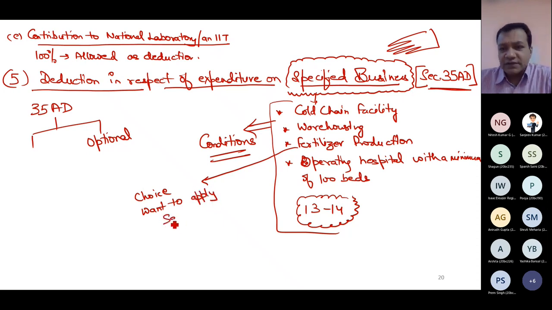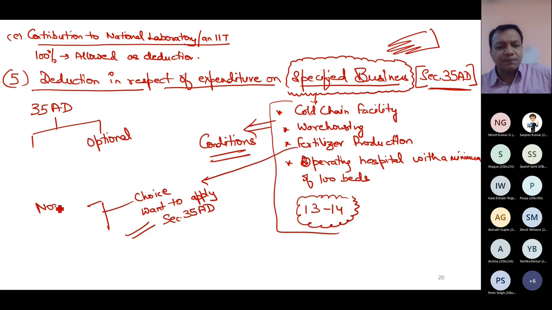If I want to apply section 35 AD, then I have to meet its conditions, and I will go by the benefits and negatives there. If I say I don't want to apply it, government says no issue. You have normal provisions of PGBP also. To compute the business income, you can compute it as per normal provision or as per the provisions of 35 AD. It's my choice.